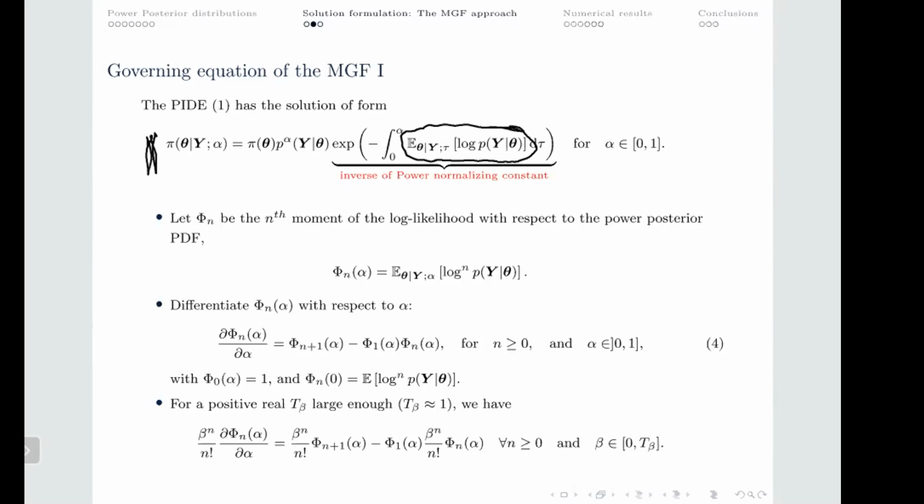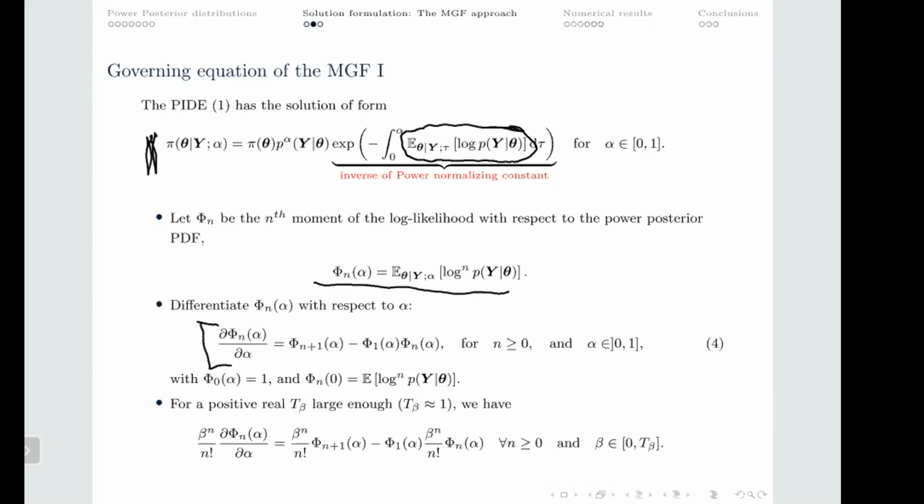Now what we are going to do is to try to find a way to solve the expected deviance separately from this equation. For that, we introduce the moment of order n of the log likelihood with respect to the power posterior distribution, which is here. This quantity is well defined, and it is even C infinity regular with respect to alpha.